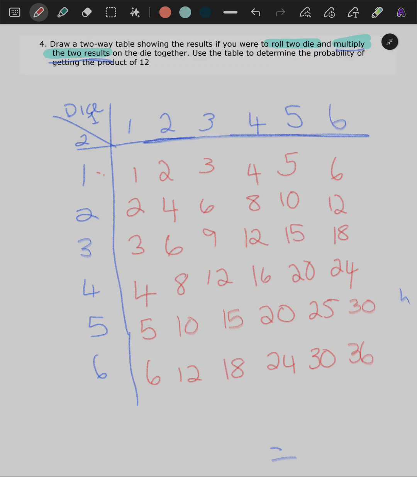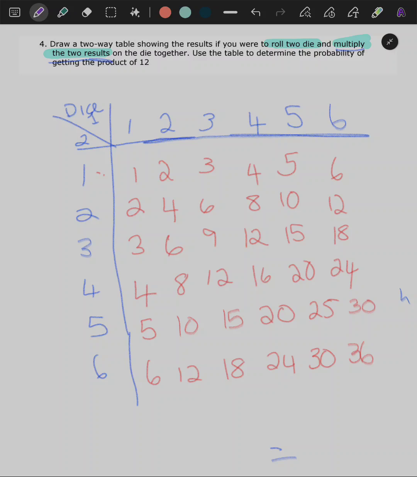Then they want us to use the table to determine the probability of getting a 12. So if these are all my possible outcomes, the question is how many outcomes do I have altogether? And you could go and count them and go 1, 2, 3, 4, 5, 6, 7, 8, 9, 10, 11, 12. And you can literally just go and count your way along all the different outcomes. You could be looking at this and going, well, I already know all the outcomes. It's going to give me a possibility of 6 by 6 is 36 different outcomes.